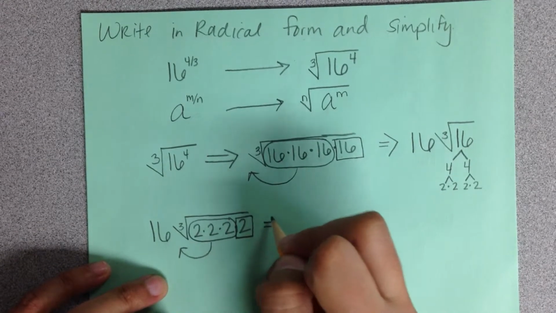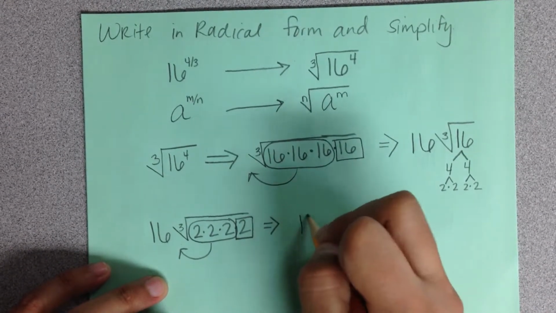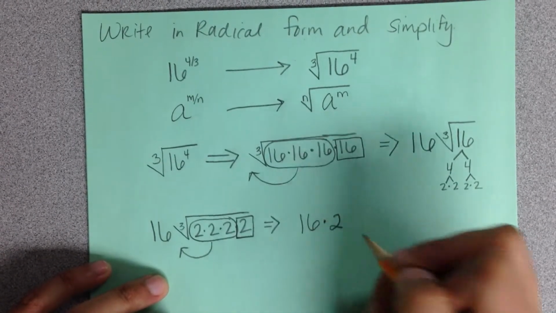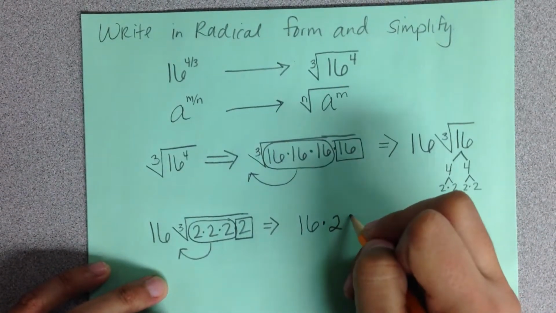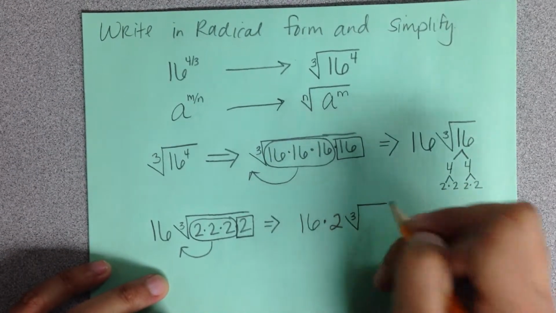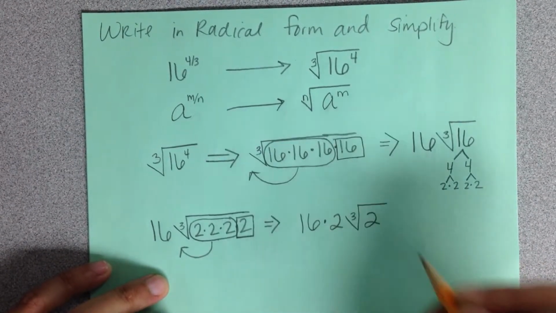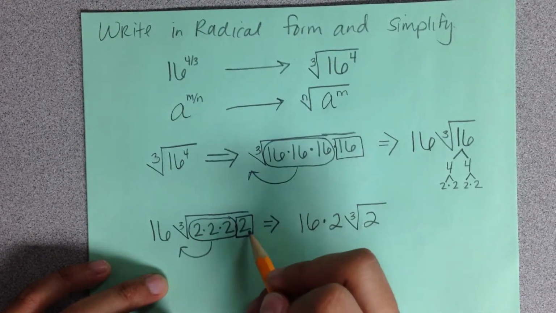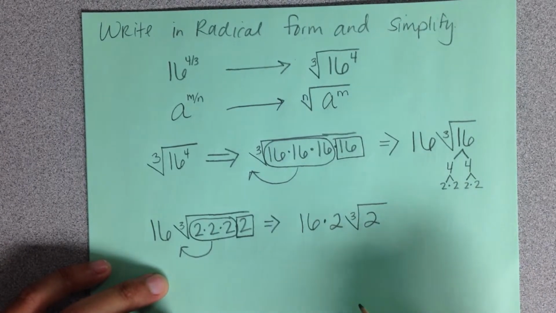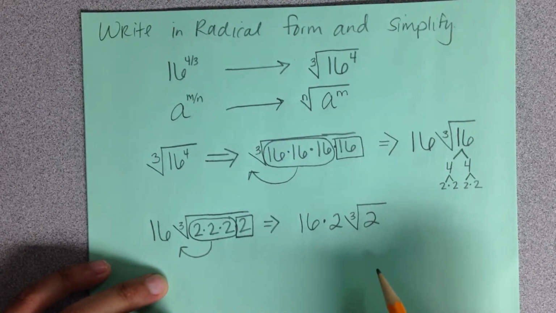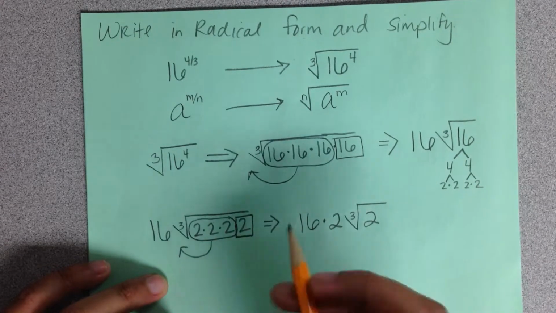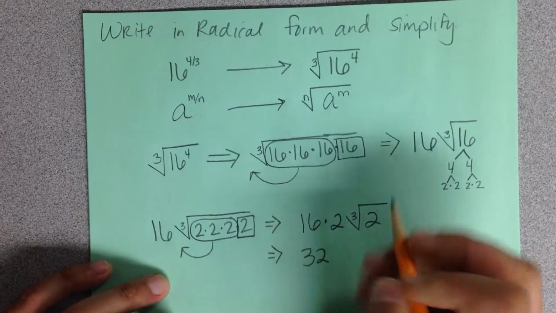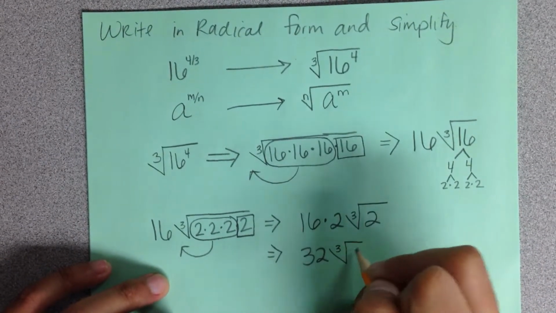So this can be simplified as, remember we have that 16 on the outside. We pulled out a 2 from the group of 3. And then you multiply by the third root of whatever was left over, was that last 2. So whatever you pull out, you're going to multiply on the outside. Whatever stays inside, you multiply on the inside. Well, 2 was the only thing left over, so you leave it as 2. But we can simplify 16 times 2. So that's going to equal 32 times the third root of 2.